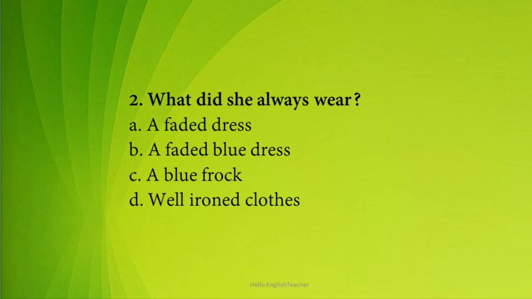What did she always wear? A faded dress, a faded blue dress, a blue frock, well ironed clothes. So, the answer is a faded blue dress. B is the answer. So, question number 3.